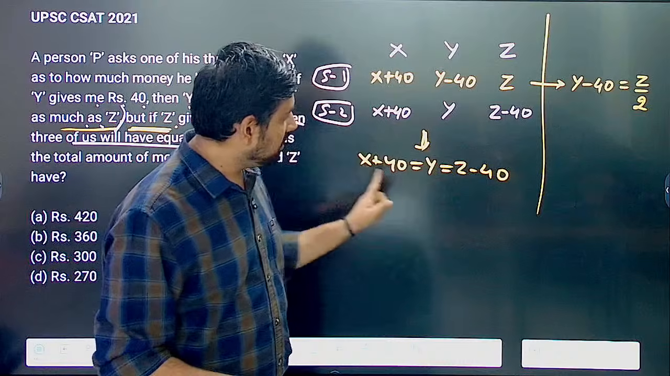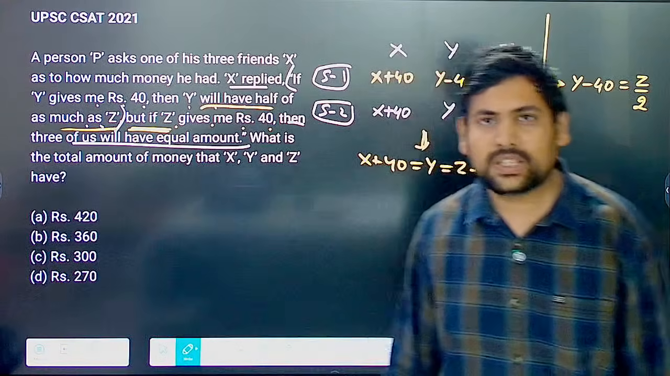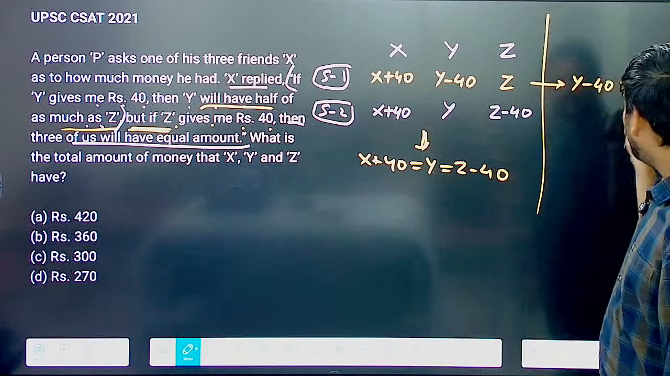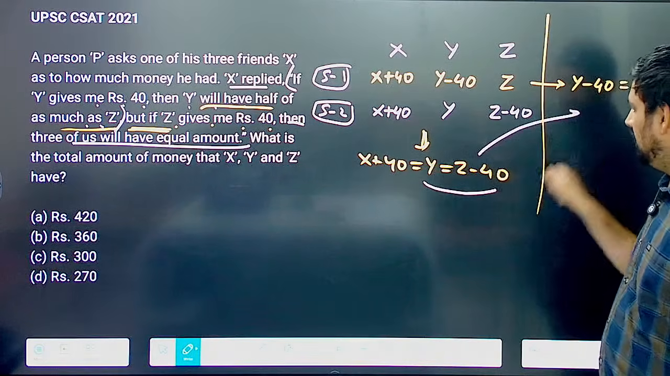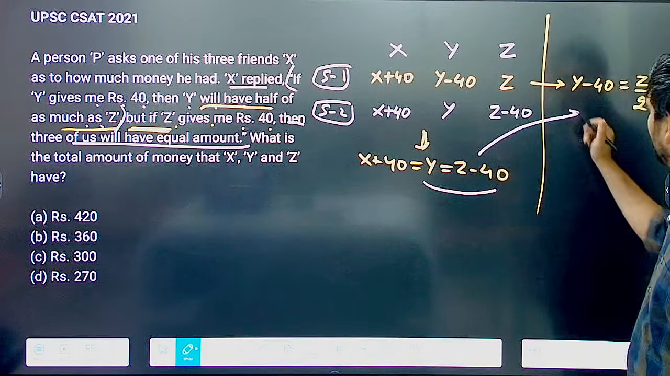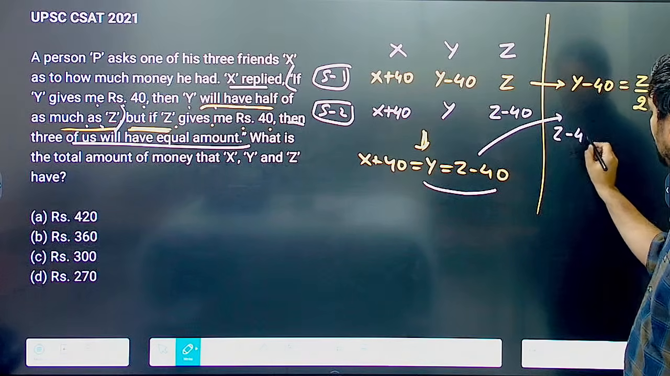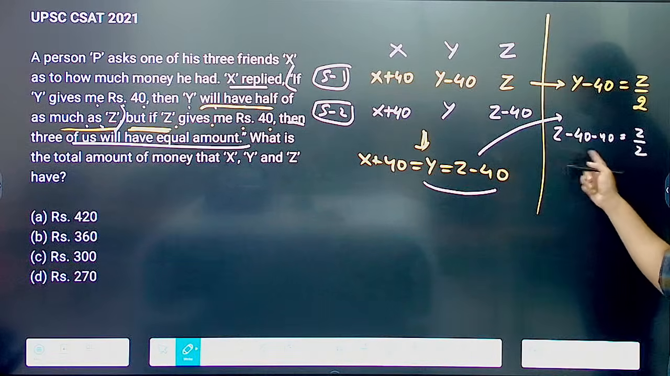Now how many equations do you have? This is 1 equation, 2 equations, 3 equations, this is 4 equations. So one of them must be common, okay? So there are enough equations. I see y and z here, so I try to replace it here. Y is equal to z minus 40, I put it here. So what do I get? Z minus 40 minus 40 is equal to z by 2, that is z minus 80.